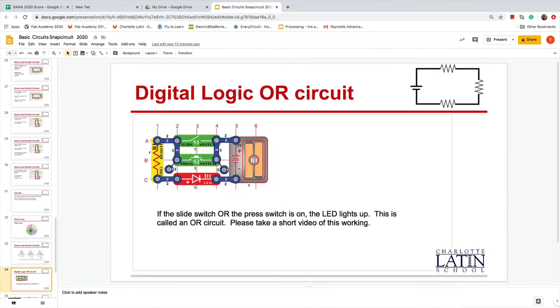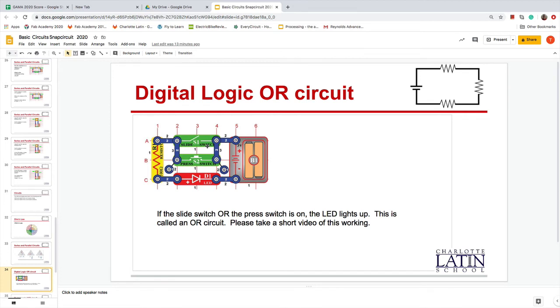All right? So today, I want you building again, and we're going to build a digital logic OR circuit. If I press either one of these switches, the LED goes on. It lights up. This is called an OR circuit. See why it's OR? Because either one will work. Go ahead and build it.